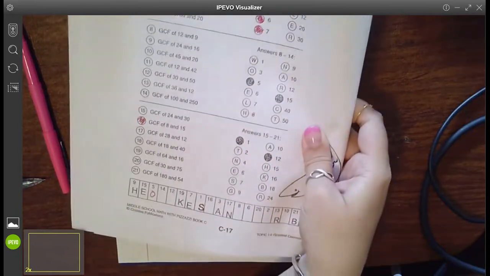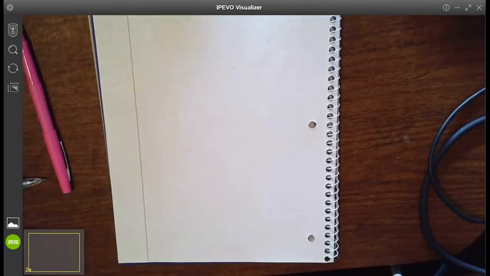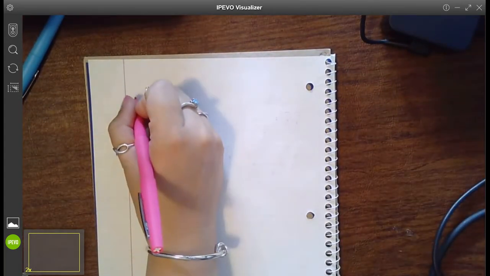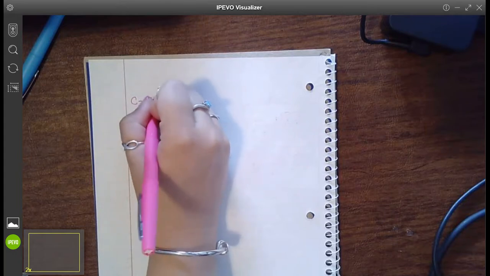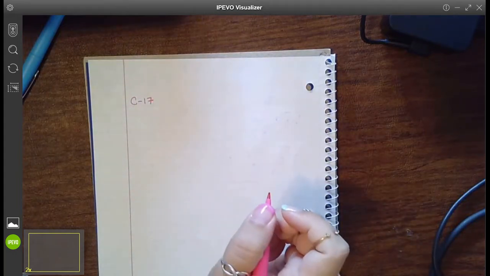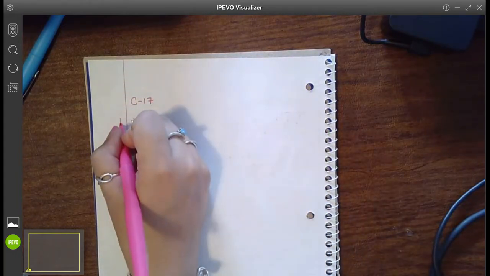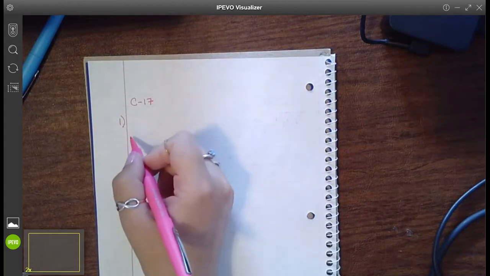If you notice, there's not that much workspace here, so we're going to show our work on a separate sheet of paper. Whenever we're asked to show our work on a separate sheet of paper, please always label what it is. Okay, so we're dealing with worksheet C-17. And always number your problems and go in order, okay?